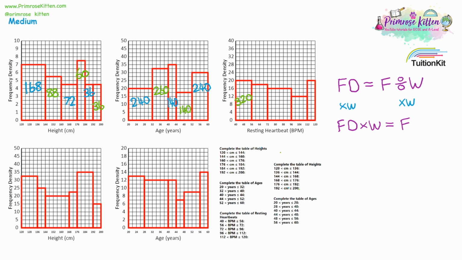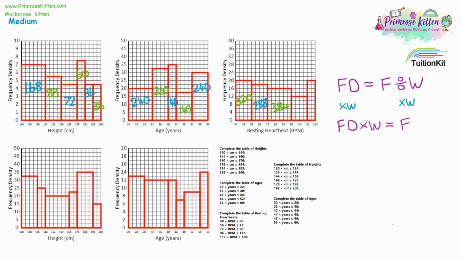The next bar is the same width, so it'll also be 16. The height is in between 16 and 20, that'll be 18, so you should get 288 people. The next bar is in between 72 and 96. Remember, if your mental arithmetic fails you, just subtract them from each other. 96 take away 72 is 24, so the width is 24. Multiply that by the height, 16, and that's going to give us an answer of 384.